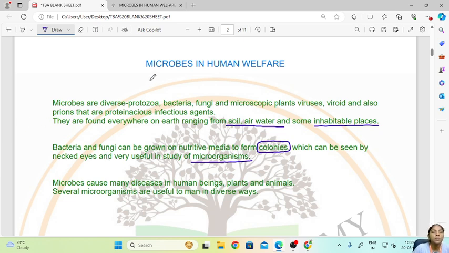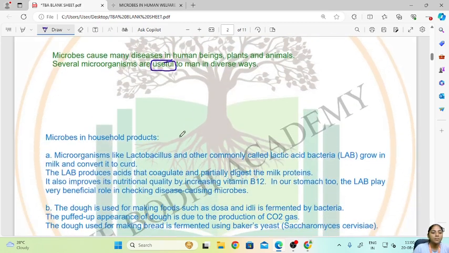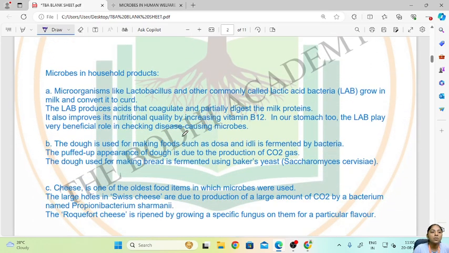Then microbes may cause many diseases in human beings, plants and animals. So they are harmful to us, animals and plants in many ways, but several of the microorganisms are also useful to man in a lot of different ways. So let us study the uses of these microorganisms.